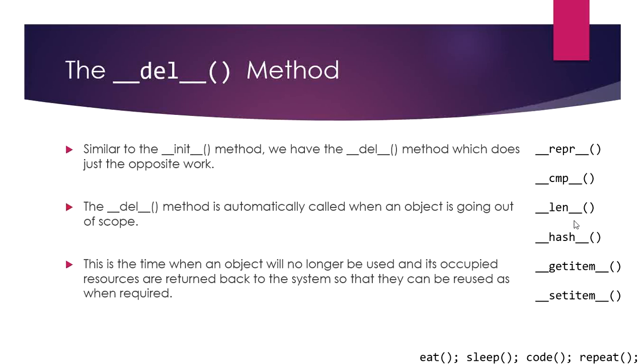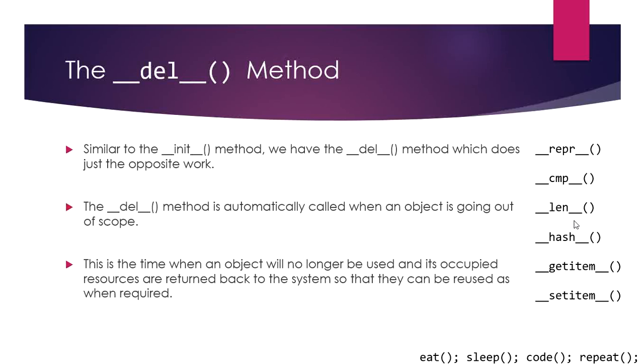Hash is a function by which we will be able to put a particular object in a particular location. We have getitem, by which we can get an item, and setitem, by which we can set the value of that particular item. So these are different types of methods. This hash data structure is generally used in sets and dictionaries. I'll give you a document in the description where I'm going to put all these different built-in methods which are there in Python.